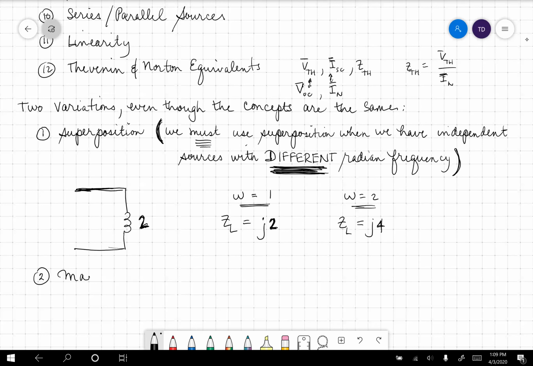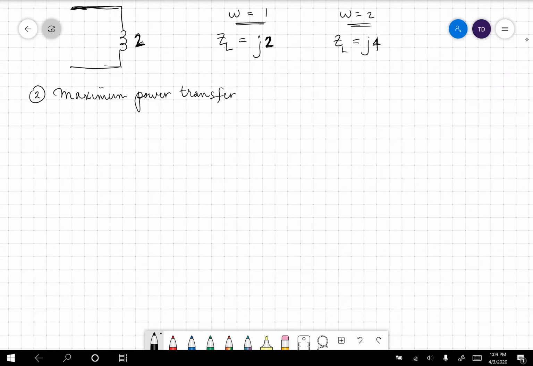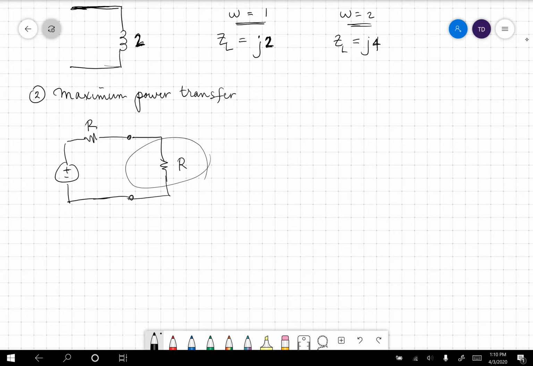The other variation is the following. It's maximum power transfer. So remember, in maximum power transfer, we were saying the following. If I have a circuit that looks like this, R, and I want to know, how do I choose this resistor to maximize the amount of power dissipated in this resistor? And we know the answer is choose R sub L to be equal to R.